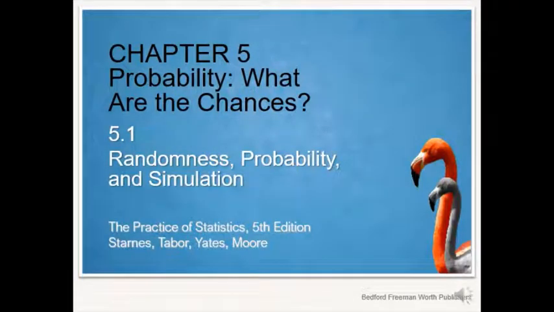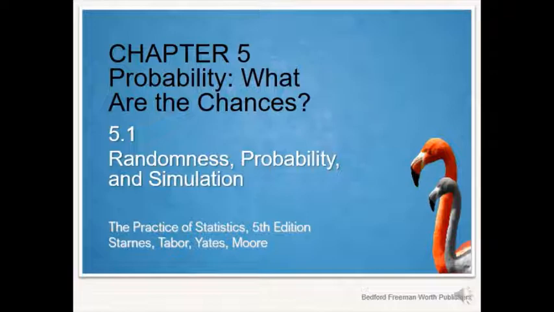All right, these are notes for 5.1, the first section of chapter 5, and they deal with randomization and the beginnings of our discussion of probability. And then we're going to look at some situations where we want to calculate the probability of a particular event happening, but we don't know how to do the calculation of the theoretical probability for that.